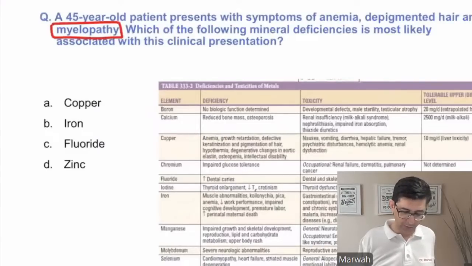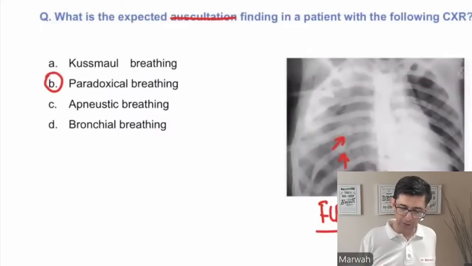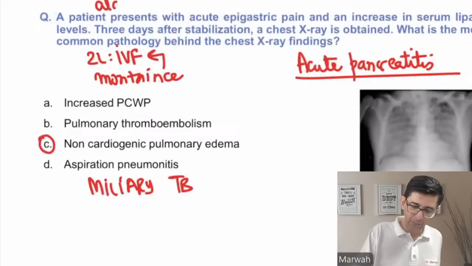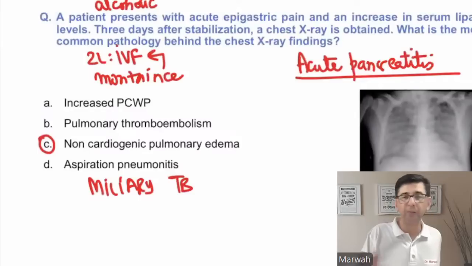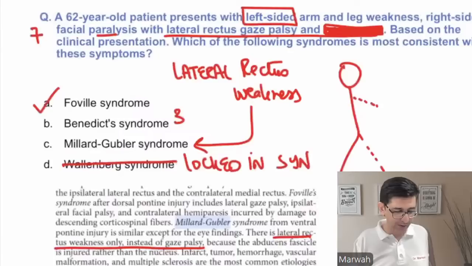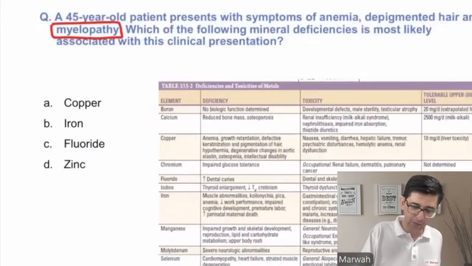In the ARDS question, the patient was alcoholic. Okay, Doc, I'll add that. That gives more credibility to the diagnosis of acute pancreatitis. Okay, neutropenia was there. Okay.